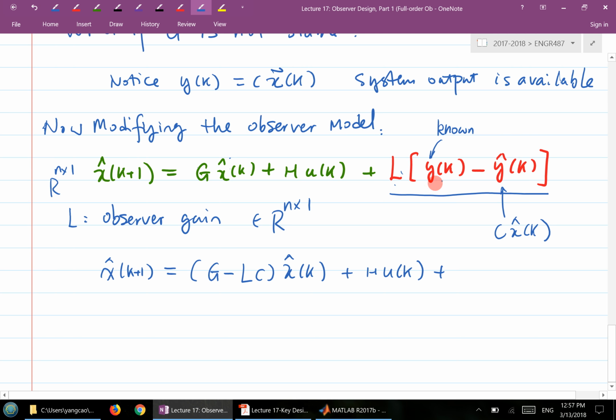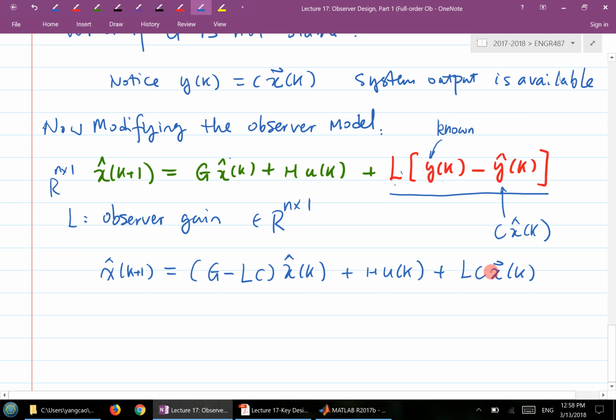And then you have L times y of k. And L times y of k is L times c times x of k. Right? So that's the modification. No change, just one step of simplification. Okay.